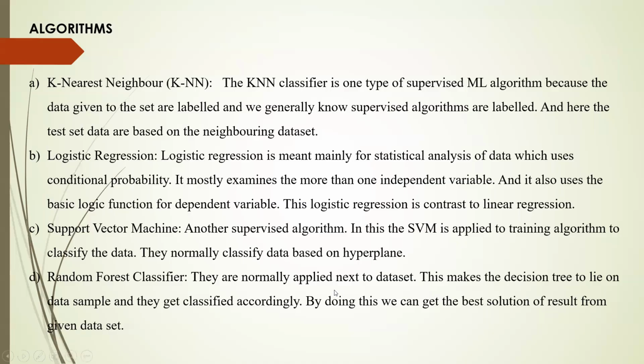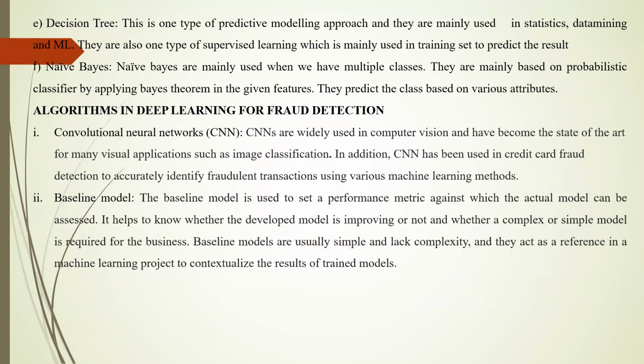Random forest classifiers are normally applied next to the data. Many decision trees together can be called a random forest. A decision tree is one type of predictive modeling approach, and it is mainly used in statistics, data mining, and ML. So let's see what data mining is. The process of extracting and discovering patterns in large data sets is called data mining.